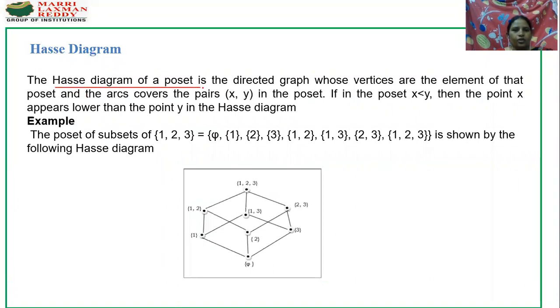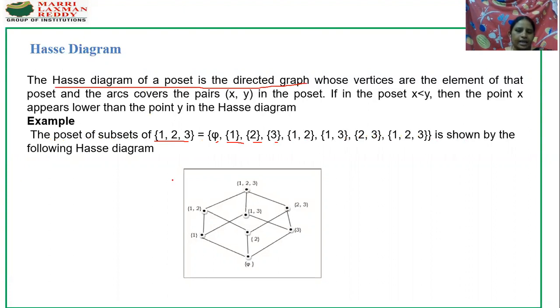Hasse diagram of a poset is the directed graph whose vertices are the elements of the poset and arcs cover the pair x, y in the poset. For example, consider the set {1, 2, 3}. What are the possible subsets of {1, 2, 3}? Phi is one possibility, {1}, {2}, {3}, {1, 2}, {1, 3}, {2, 3}, {1, 2, 3} is the following set of subsets.